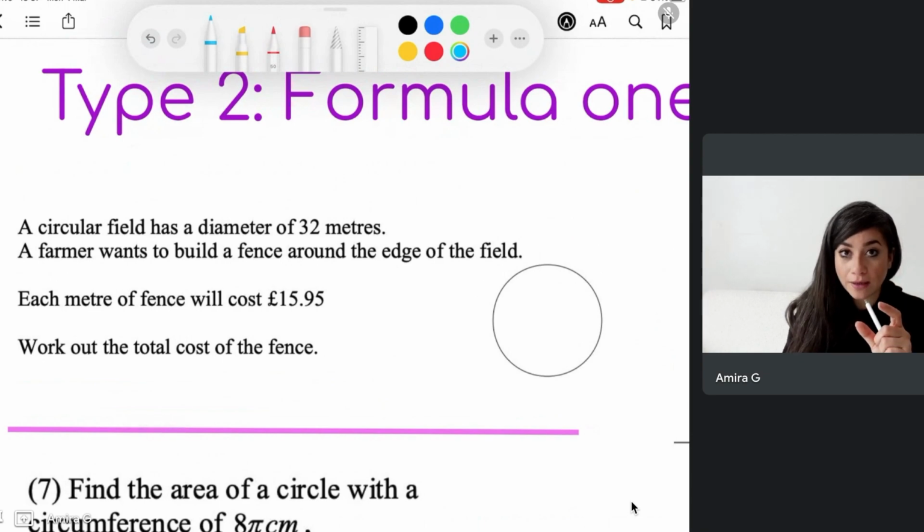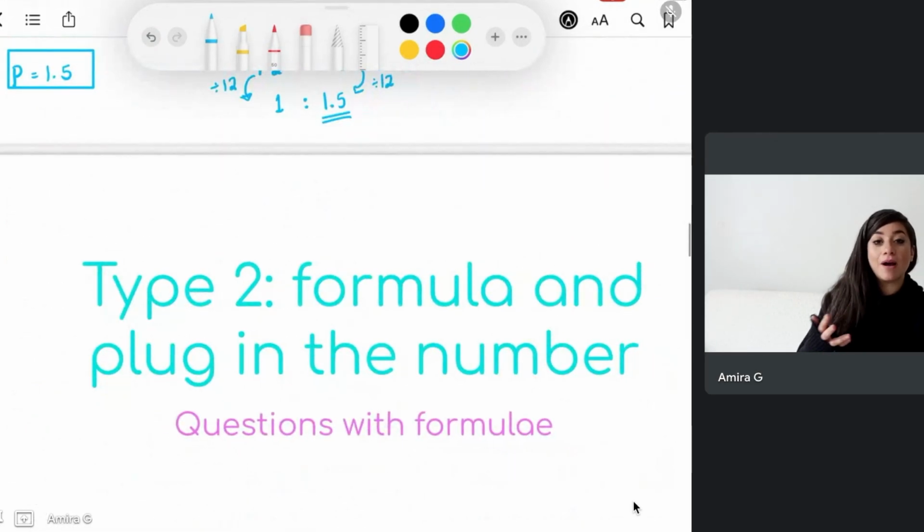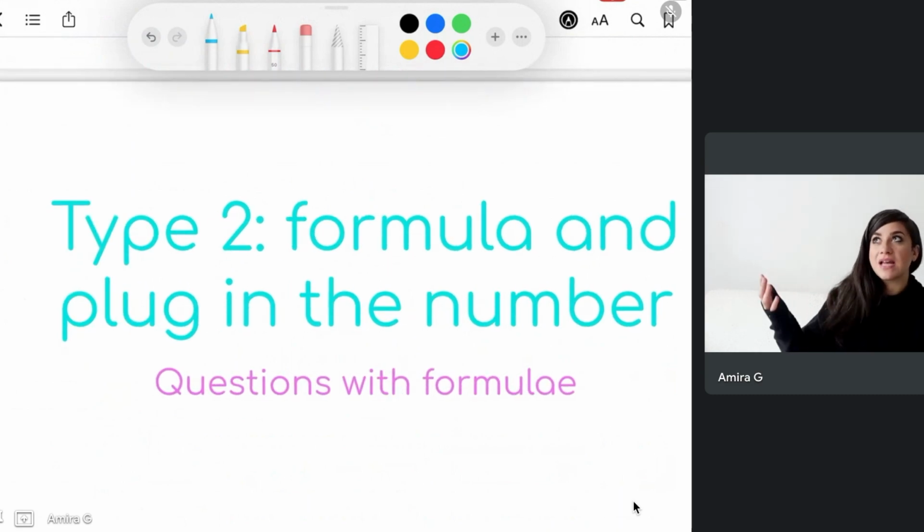Write down the formula, substitute the numbers inside it, then worry about everything else. Okay? That is when you need some kind of formula. In the previous ones, it was percentages, fractions, you're doing maths. There isn't really a formula, but the same concept applies if you're doing a formula. Just do exactly what they tell you.